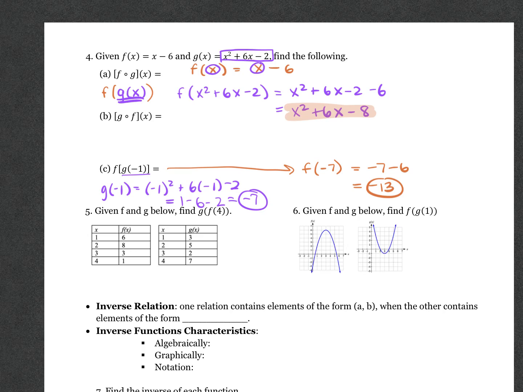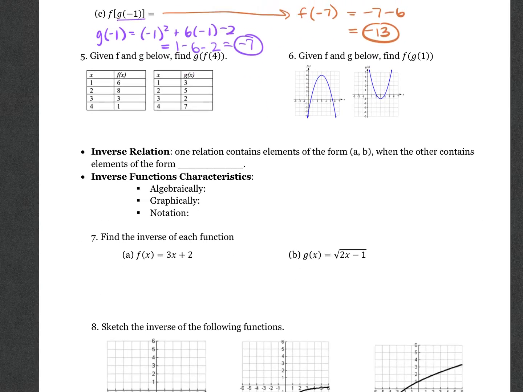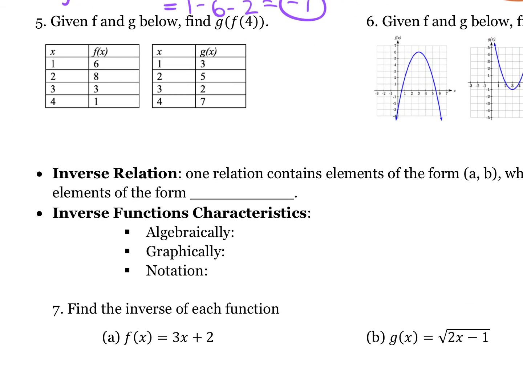Okay, we're going to do that same idea with the table and the graph. So for the table, we're first going to find f of 4. So this is where f is. So when x equals 4, y equals 1. So f of 4 equals 1. So I'm replacing this with 1. And now we're going to find g of 1, which is right here, and that equals 3.